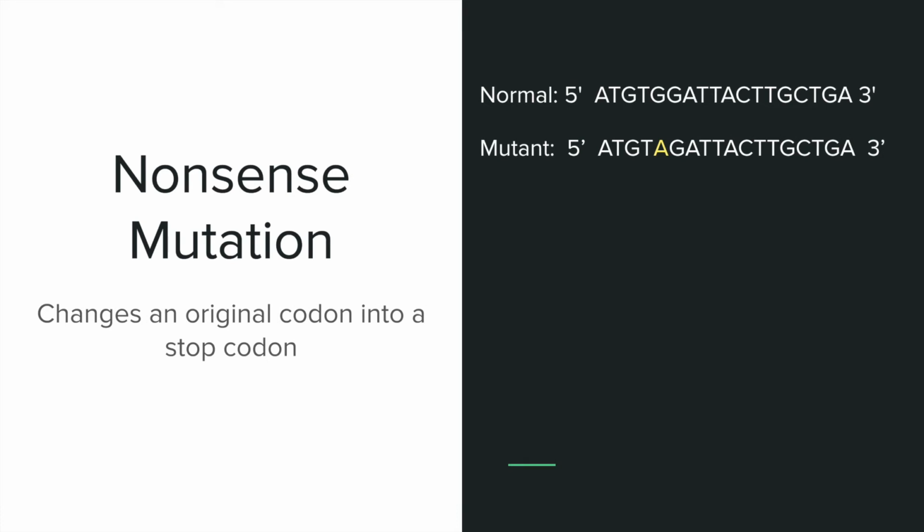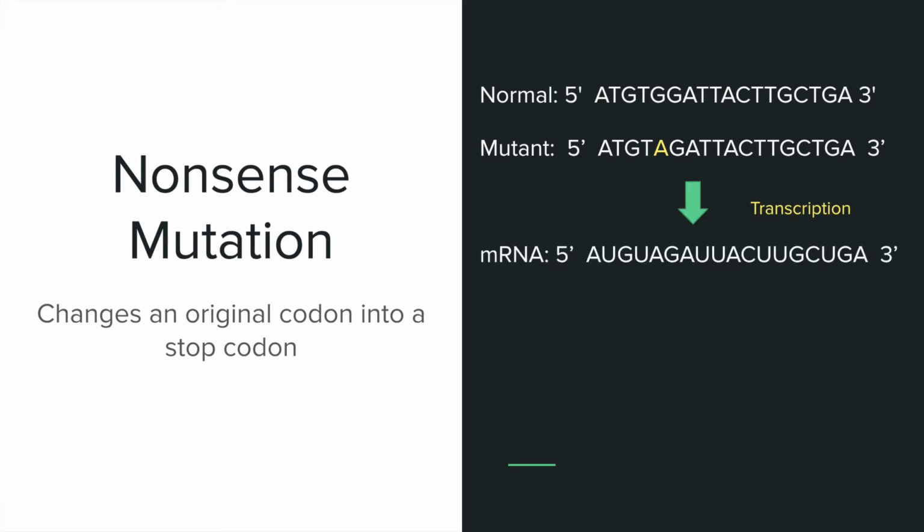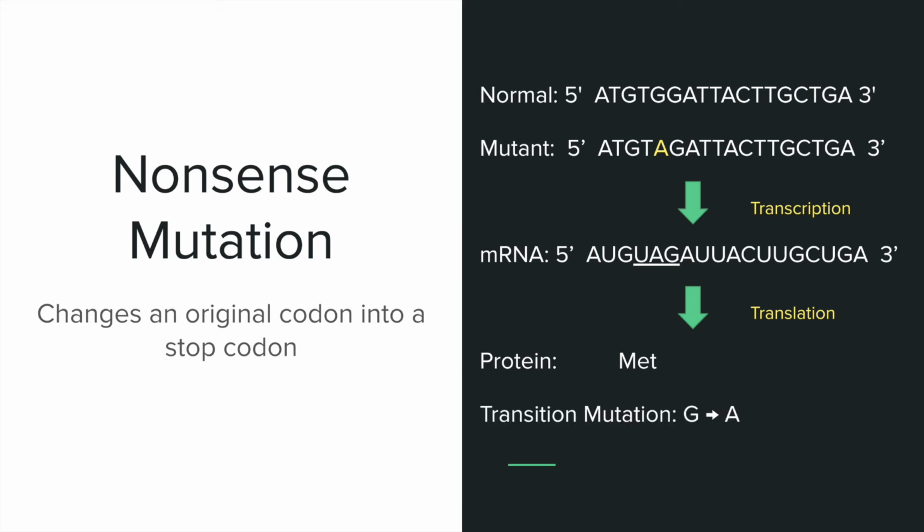A nonsense mutation changes an original codon into a stop codon. To the right, we have a normal and mutant strand of DNA. After transcription, we get a strand of mRNA with the mutation. After translation, we get the strand of amino acids. The nonsense mutation changed the amino acid tryptophan into a premature stop codon. In this specific example, the mutation was a transition mutation.